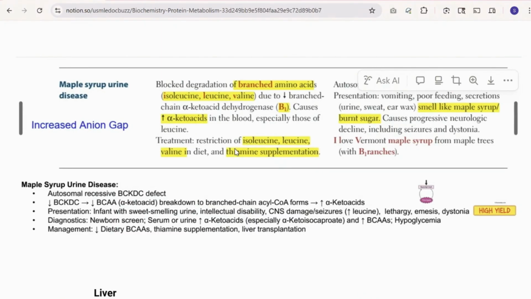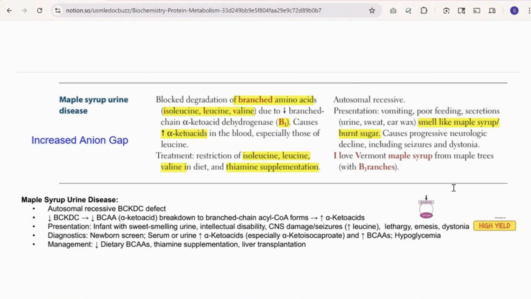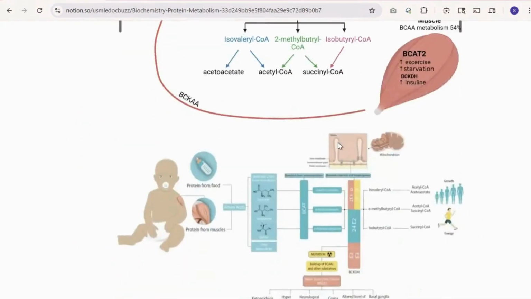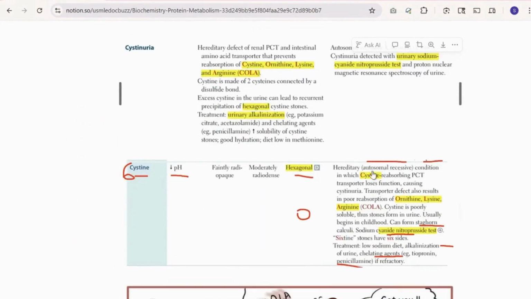And what do ketones do? Ketones smell, right? So this smells like maple syrup, burnt sugar smell. Okay, I hope that makes sense. So treatment is just the same. Restrict these three things and give them thiamine. That's it. Easy. Okay. Lastly, a couple more. Cystinuria, right?